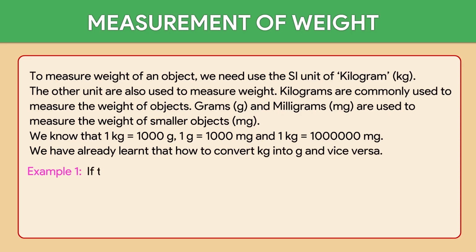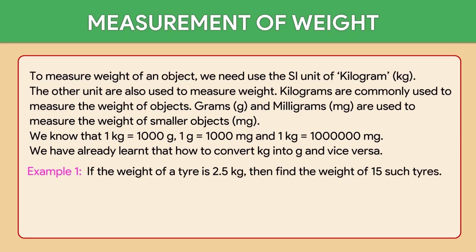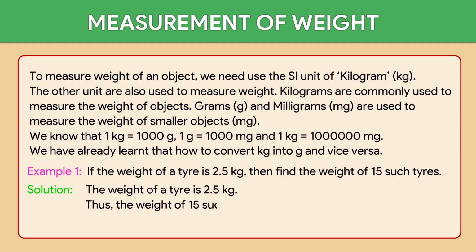Example 1. If the weight of a tire is 2.5 kilograms, then find the weight of 15 such tires. Solution. The weight of a tire is 2.5 kilograms. Thus, the weight of 15 such tires is equal to 2.5 times 15, which is equal to 37.5 kilograms.